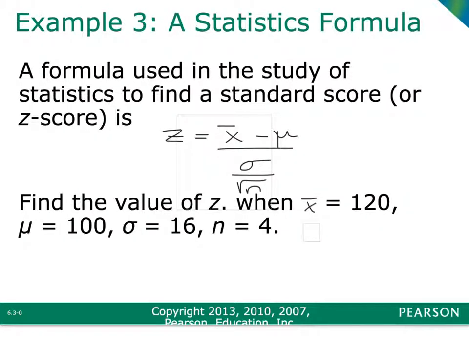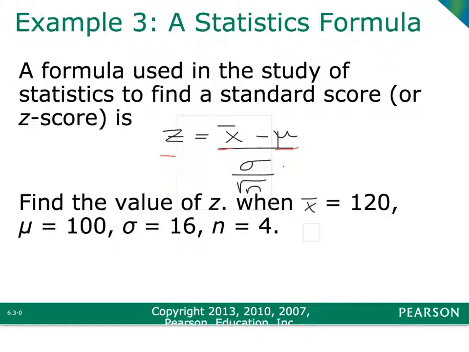We will have a statistics unit in this class, and one of the common formulas that you're going to see is a formula to calculate a z-score. So the formula is this: z is equal to x bar minus mu, all divided by sigma divided by the square root of n. So you'll have to be really careful when you go to simplify this in your calculator, and make sure that you do the correct order of operations.